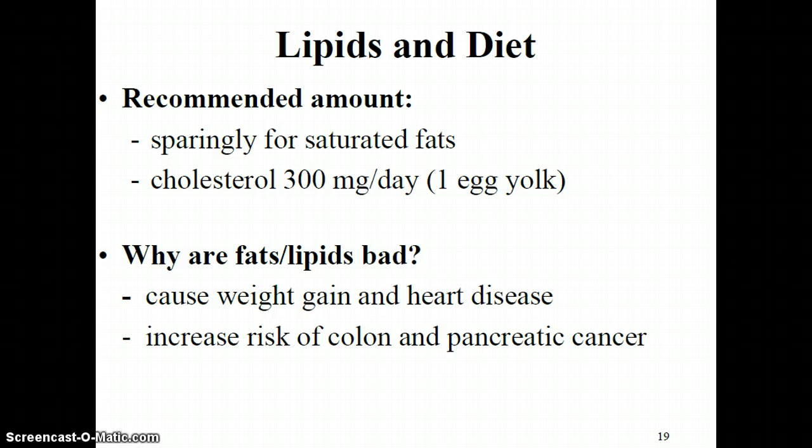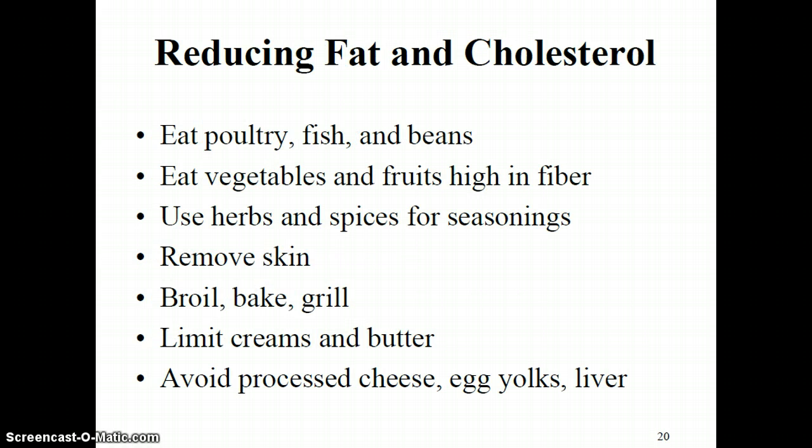Again, use them sparingly. I hate to call any food bad, but they are less healthful. They can cause weight gain and heart disease, and they can cause increased risk for colon, pancreatic, and other types of cancers, including breast cancer.